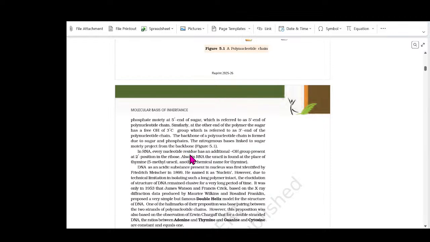In RNA, every nucleotide residue has an additional OH group present at the 2' position in the ribose. Also in RNA, uracil is found in the place of thymine, which is 5-methyl uracil, another chemical name for thymine.